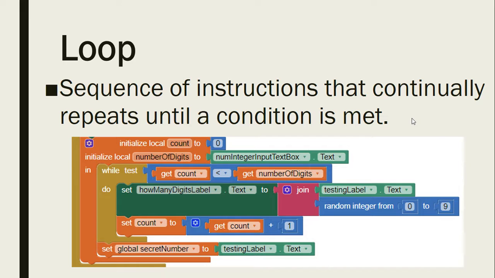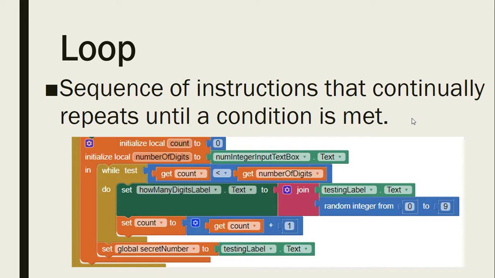Then again, the next line says, set the count to count plus 1. And so the count goes from 1 to 2. So we jump back up to the while test. Is the get count, which is now 2, less than the number of digits, which was 3? Yeah, 2 is less than 3. And so again, it jumps back into the do section, and it grabs another random number. Let's say it grabs a 3, and so we've got 1, 0, 3. The next line is count plus 1, so 2 plus 1 becomes 3.